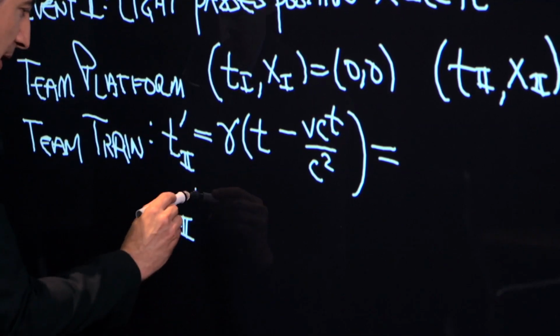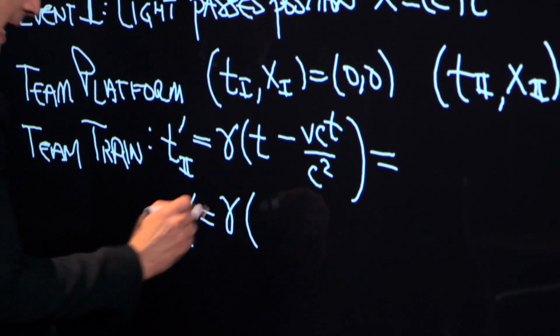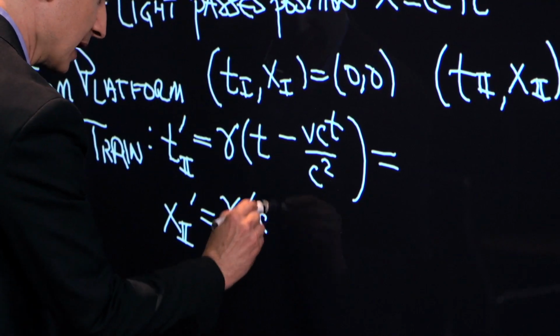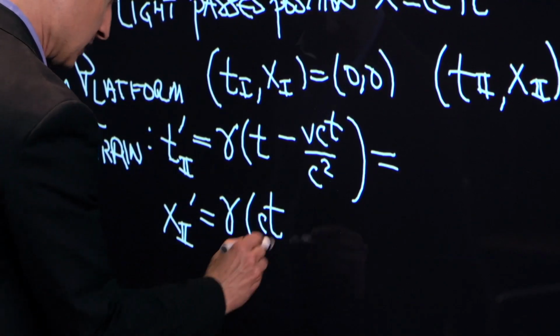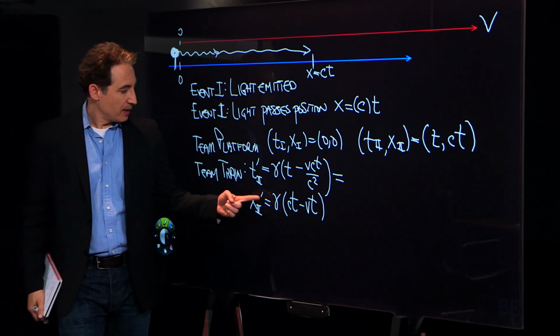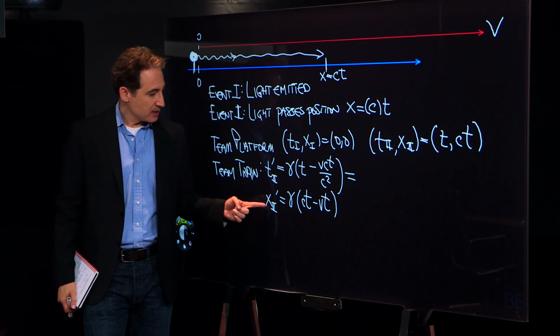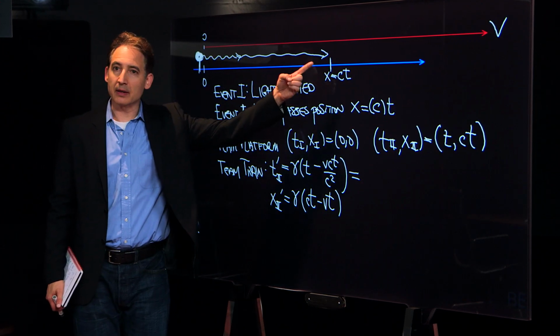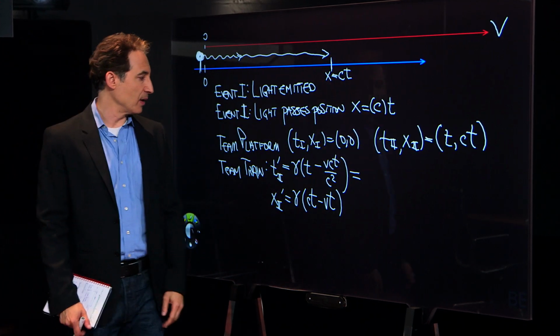Let's get x2 prime into the story. That will be gamma times what? It's x minus vt. And x in this case is ct, and vt is just vt. Okay. So we now have the time and space coordinates according to team train of the second event of the light passing a given location.